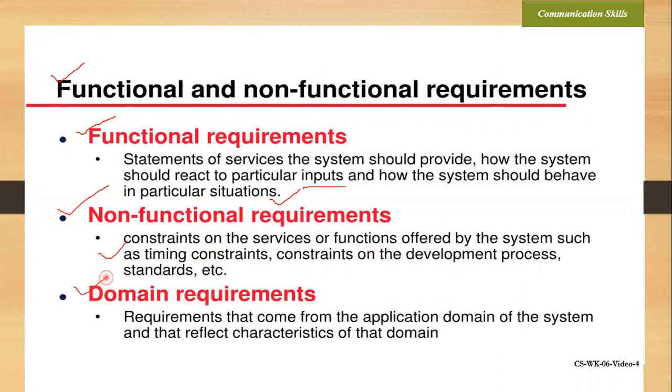Next one is about domain requirements. Requirements that come from the application domain of the system and that reflect characteristics of the domain. Again, that comes from the application domain. It's very important. Most of the time, whatever you are doing must be within your domain, what the system or product is, and from the domain point of view, what the basic characteristics of the domain are, and as per the characteristics of the domain, what the requirements of that product or system will be. Accordingly you have to mention.